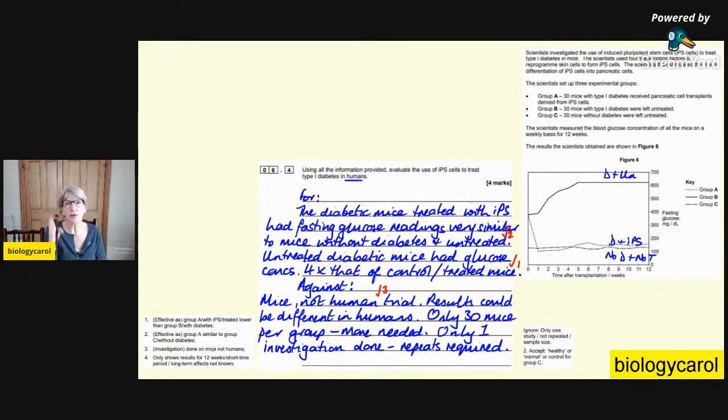And actually a really good thing for you to remember is, is this enough time? Is 12 weeks really enough time to know that this is going to work in mice, let alone humans? We're really hoping this is only going to work for 3 months? No, we're going to hope that it works for much longer than that. So, yeah, valid point.